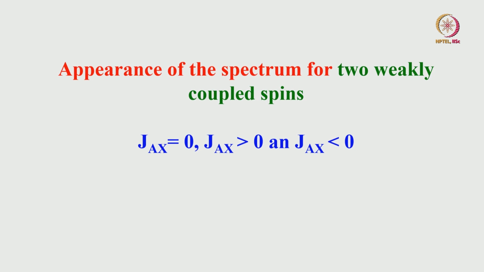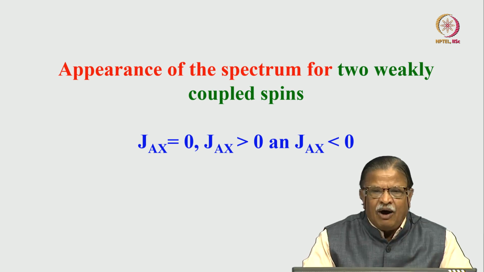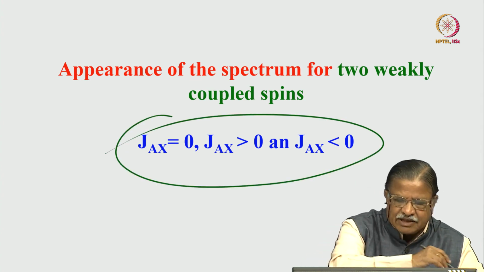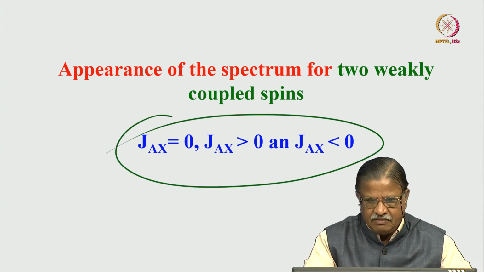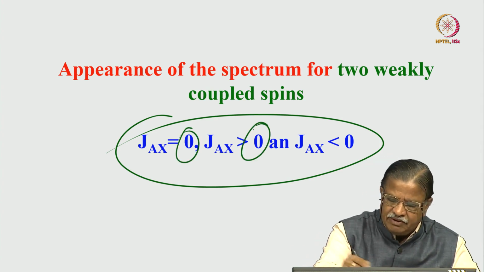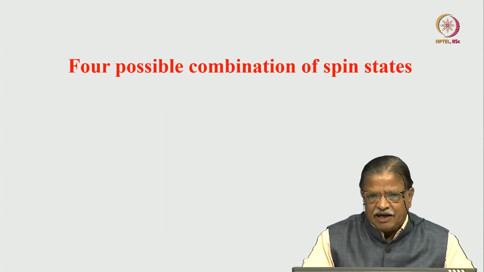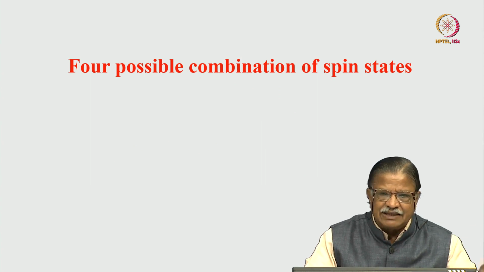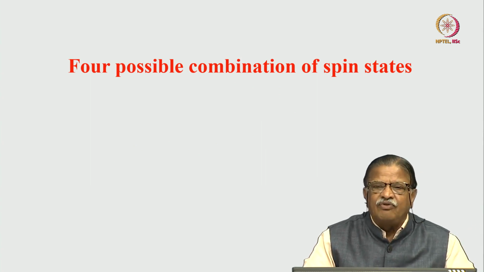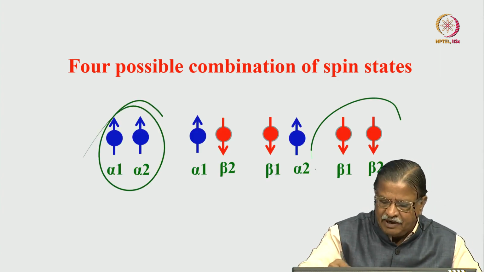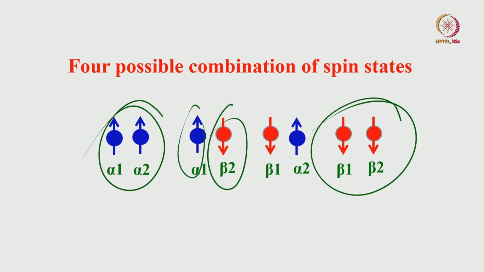Now, if I know the coupling could be positive, negative or 0, how does it get reflected in the NMR spectrum? Let us take the example of two coupled protons and three possible situations when the coupling between them is 0, positive and negative. All three examples we will take. If I have two protons coupled between themselves, as I have been telling you since day 1, there are 4 possible spin states: alpha alpha, both up; beta beta, both down; alpha beta, this up and this down; and beta alpha, this down and this up. There are 4 possible spin states we can understand.